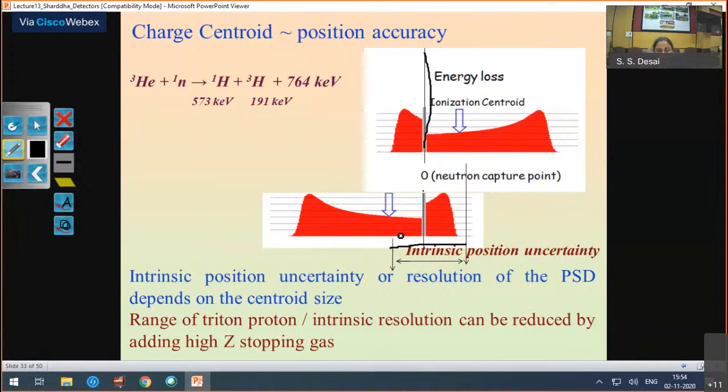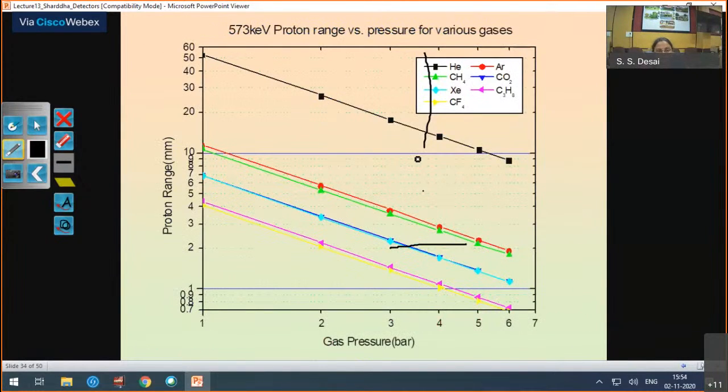How to reduce it is by reducing this range by adding a high Z stopping gas. For 1 bar helium-3, this range is nearly 8 centimeters, and if we add krypton, or even increase the helium-3 pressure, as our Z increases we can reduce it to 3 to 4 millimeters. Here you can see the graph. For simple helium it is in the 60 to 80 millimeter range. This shows only the proton range, as the triton range is usually one third or less of it, so it is going to be more than 5 to 6 centimeters.